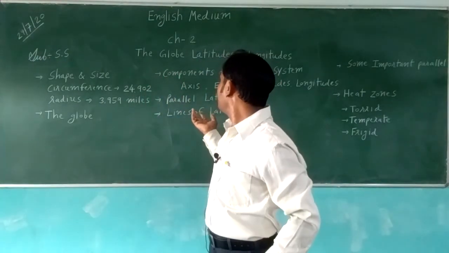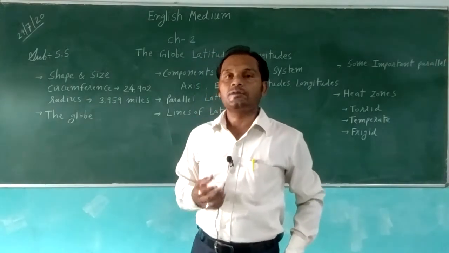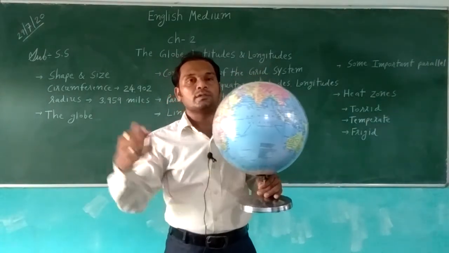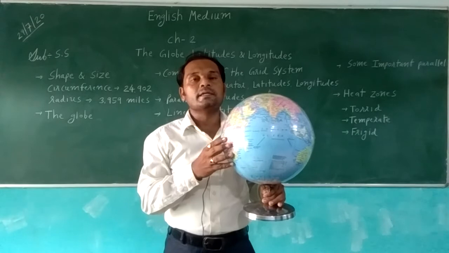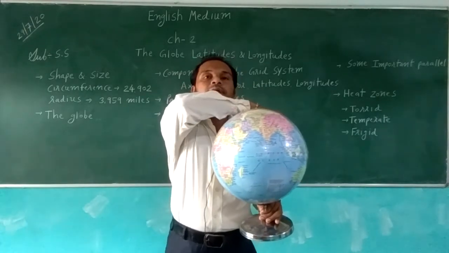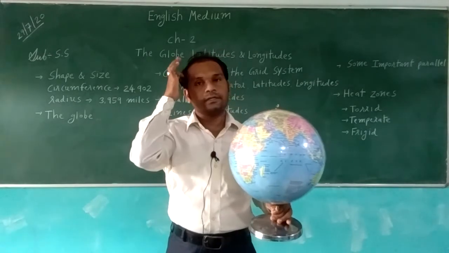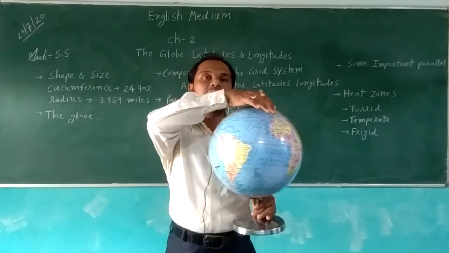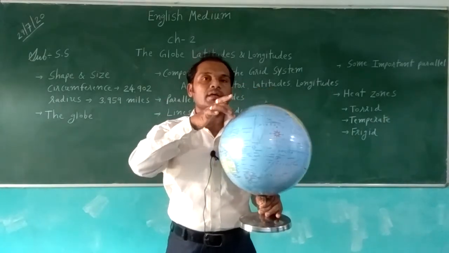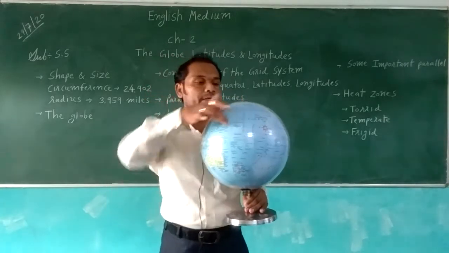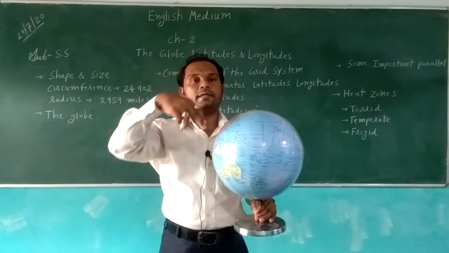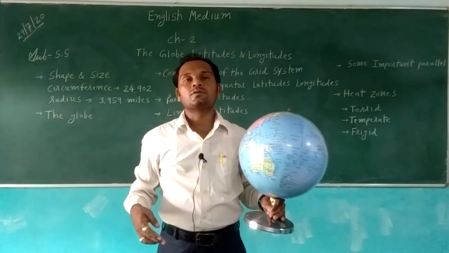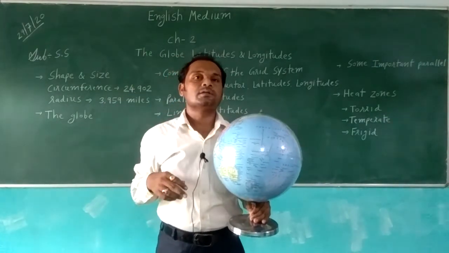That is the axis, and the Earth is moving around its axis in this direction. The part facing the Sun has day, and the part hidden from the Sun has night. The Earth moving around its axis takes 24 hours to complete one revolution. It is also moving around the Sun, and it takes 1 year to complete one revolution around the Sun.